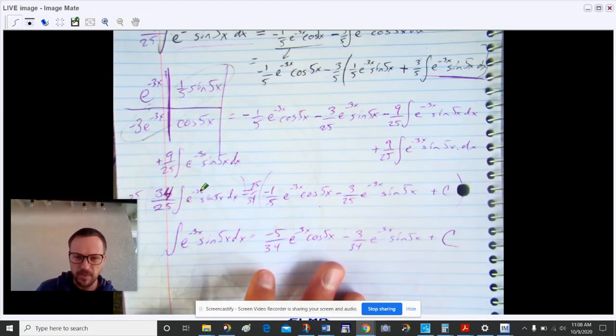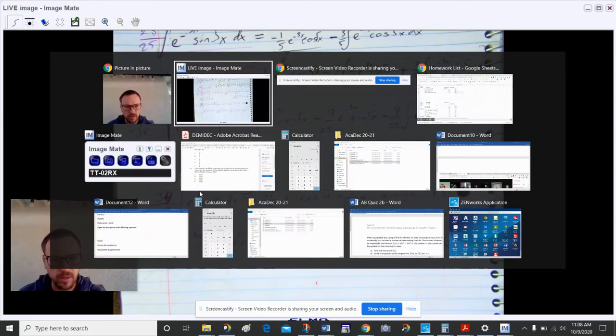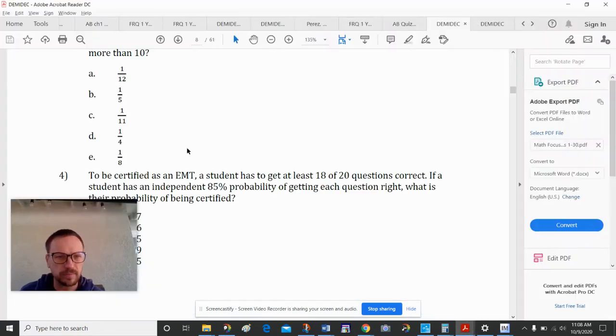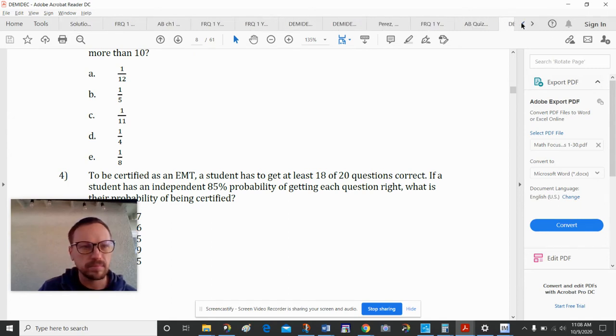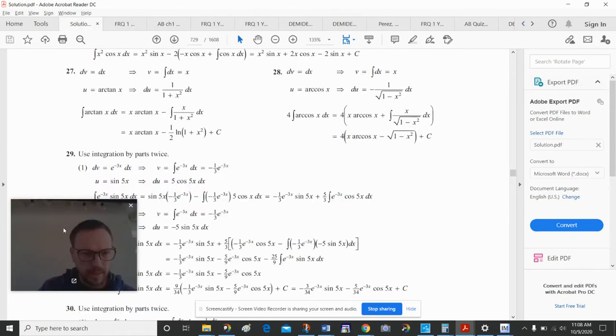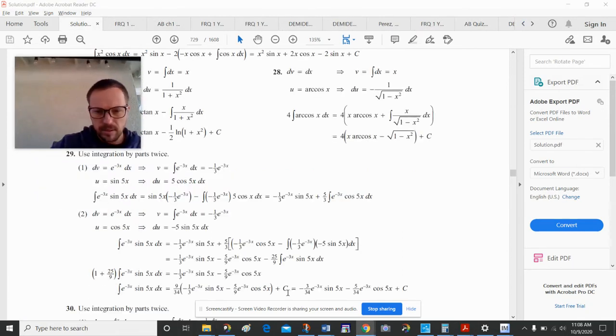And so we get there, which then, if we were to take a look over at the solution. There we are. And if we look right here, you can see negative 3 over 34 e to the negative 3x sine of 5x minus 5 over 34 e to the negative 3x cosine of 5x plus c. And so that's the idea. So this is the same thing. Sometimes with these, you just got to go through a little, and that one's pretty forgiving, which is really nice.